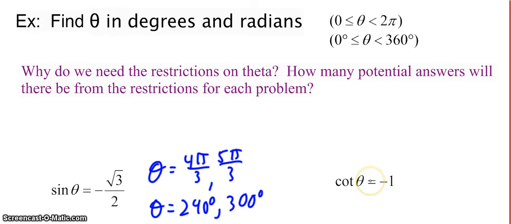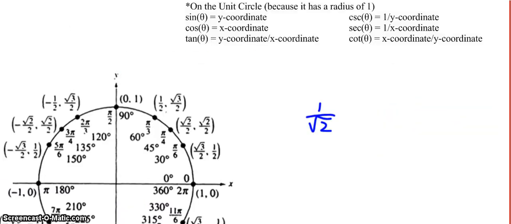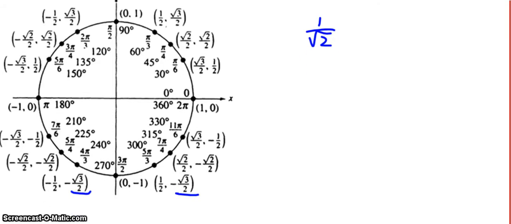Let's do cotangent. So cotangent of theta equals negative 1. How do I do that? Well, I have to think, how does cotangent relate to the coordinates on the unit circle? Good question. Cotangent, remember, is x divided by y. So now I have to think to myself, if I divide two numbers and I get negative 1, what has to be true about those two numbers? Or a better question, to help me really understand this, if I divide two numbers and I get positive 1, what has to be true about those two numbers? They have to be the same. So if I divide two numbers and I get negative 1, they have to be the same value, but one of them needs to be positive and one of them needs to be negative.